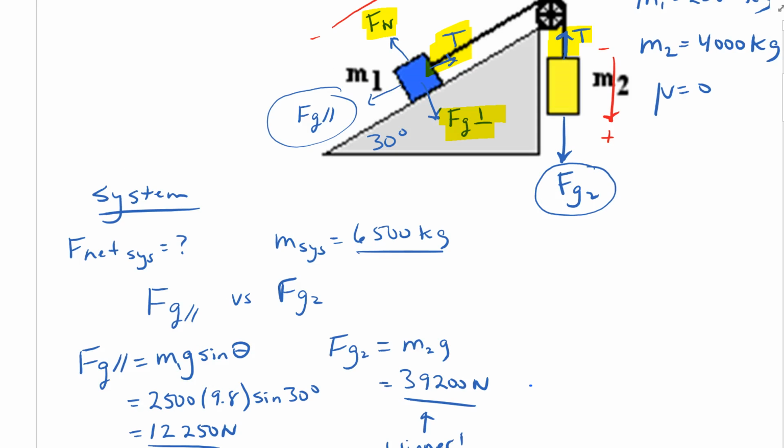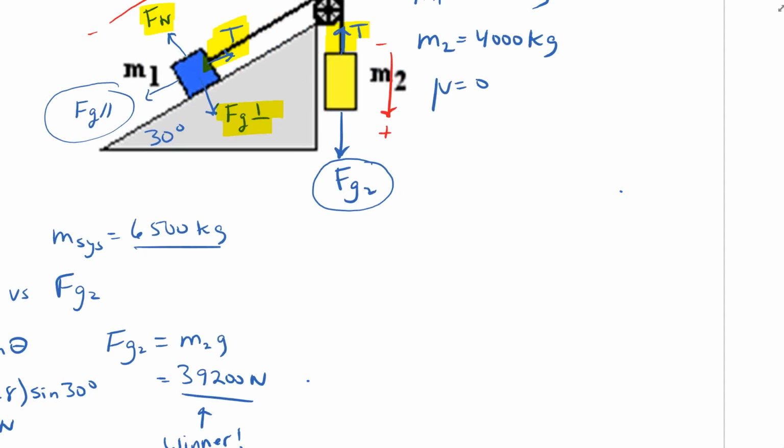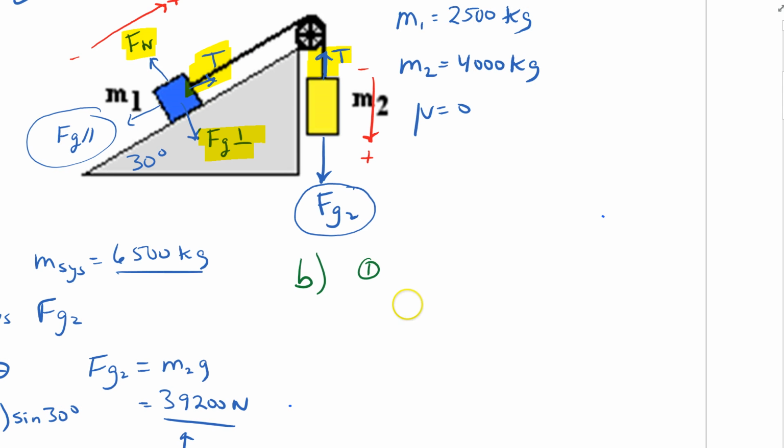Alright, so we've done our first part. We've done the acceleration, and now it's time to figure out the tension. So maybe I'll go on this side over here, and even switch to green. Now when we're talking about tension, we need to draw some free body diagrams. So looking at object number 1, just recreating it here, it's the one on the inclined plane. So we have FG parallel, and here's the tension force.